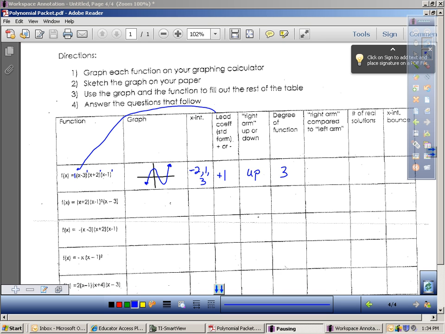Okay, so when I'm comparing the two, the right arm is opening up, so I'm going to just put right arm is up, and the left arm is opening down.